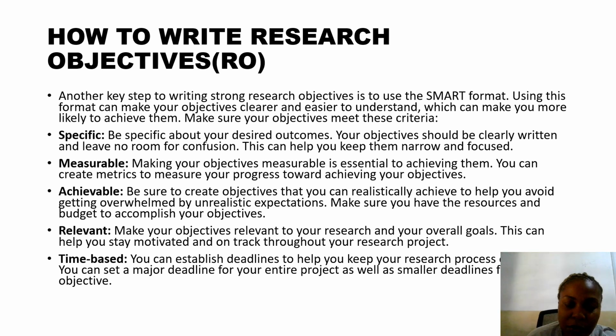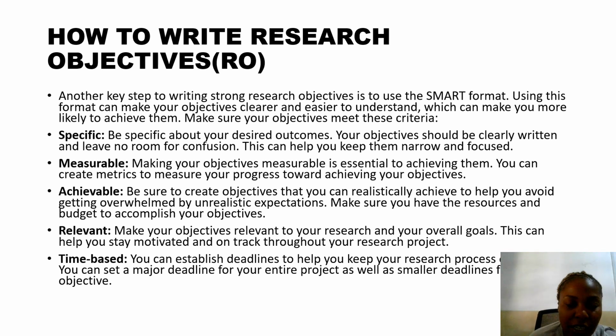Then how do you write research objectives? Another key step to writing a strong research objective is to use the SMART format. Using this format can make your objectives clearer and easier to understand, which can make you more likely to achieve them. Make sure your objectives meet these criteria of SMART.